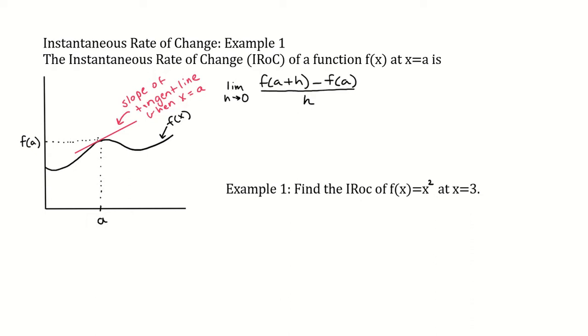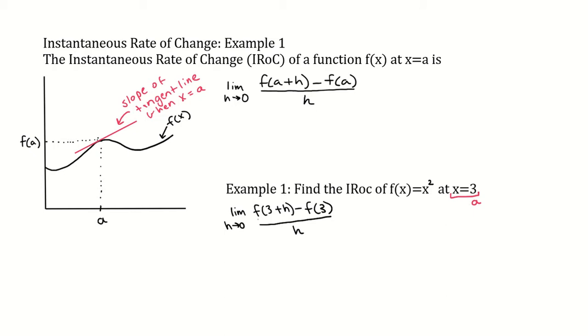Let's do an example of finding instantaneous rate of change. Find the instantaneous rate of change of f of x equals x squared at the point x equals 3. So since we're looking at the point x equals 3, that means that 3 is our a value. And that means in the above limit equation, we're going to write the limit as h goes to 0 of f of 3 plus h minus f of 3 over h.